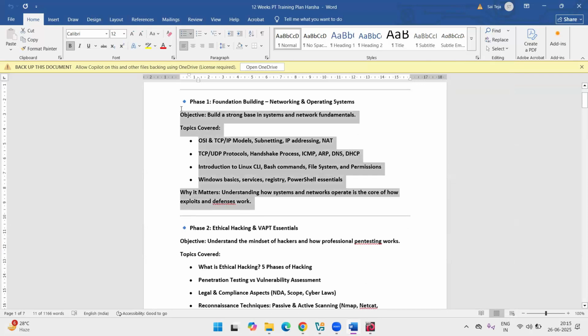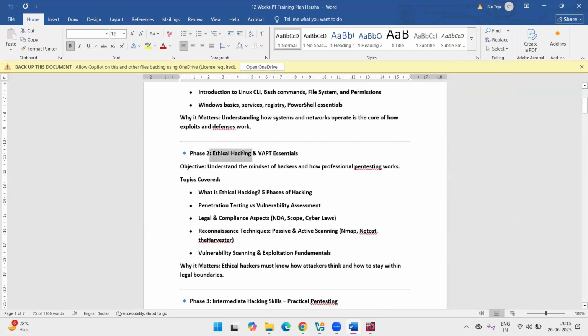Once that is done, of course, we'll teach you ethical hacking and the VAPT essentials, right? We are not directly jumping into VAPT. We are building a strong foundation. Ethical hacking will build the attacker mindset in you, right? How an attacker breaks into certain ports when there is some kind of misconfiguration or certain vulnerabilities, like loopholes. So here you will learn things in an offensive way, right?